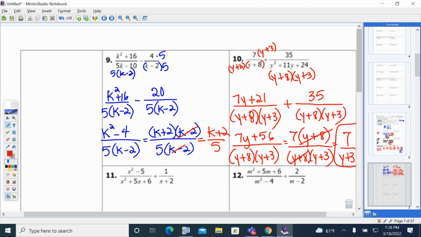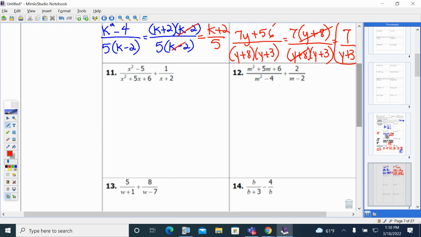Let's do another one. The more of these that you see, the easier this is going to get. So number 11, x squared minus 5 over x squared plus 5x plus 6 plus 1 over x plus 2. Again, step number 1 is factor the denominators if you need to find that common denominator. Because you're trying to get a common denominator, that's all that matters in that first step. What's in the numerator doesn't matter yet.